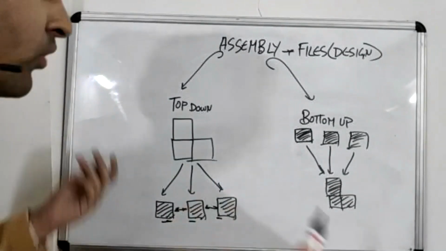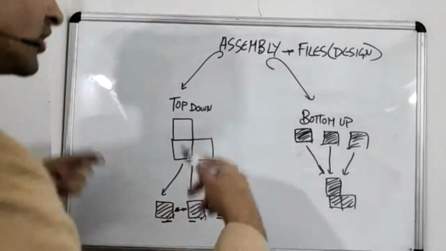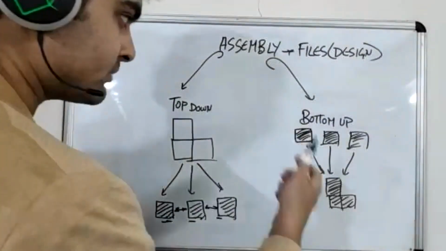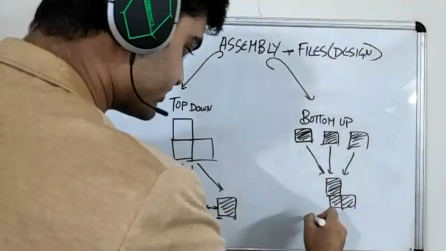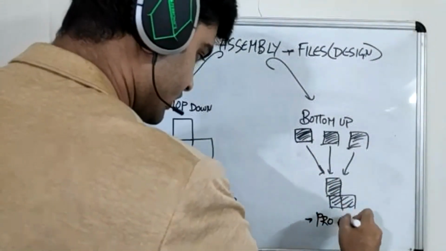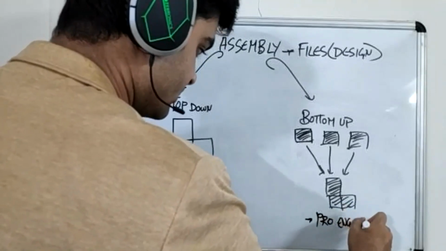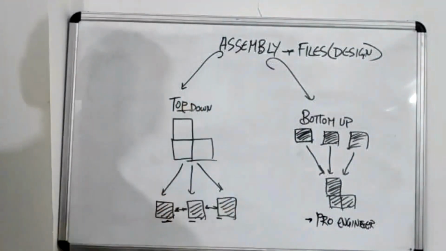It takes a lot of time to apply an operation if your assembly is really, really huge. Whereas in the bottom-up approach, it's much faster, it's leaner. And this approach is recommended for pro engineers. Whereas if you're a beginner getting started, I would recommend the top-down approach. Let this sink in for a moment.